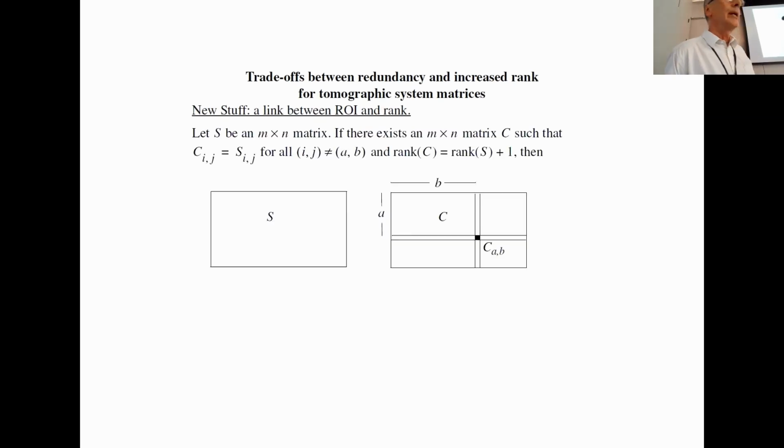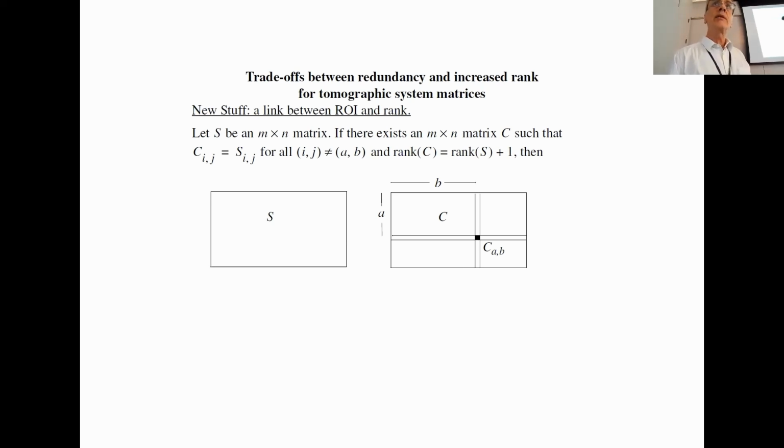So you start with a matrix S. It can be any dimensions. It doesn't have to be long, and M and N can be anything. Either one can be bigger than the other. And we have another matrix C, which is exactly the same as S, except for one element, which is different. And that element is in row A and column B. Okay? So we change one element, and by changing it, we happen to have increased the rank by 1.